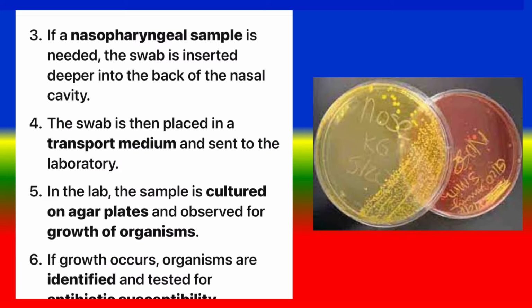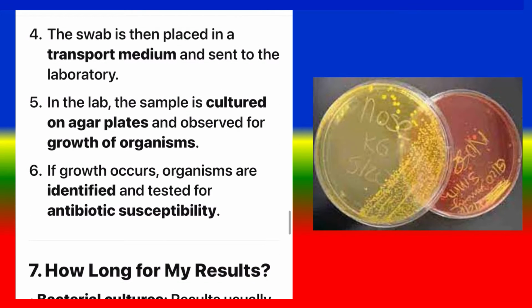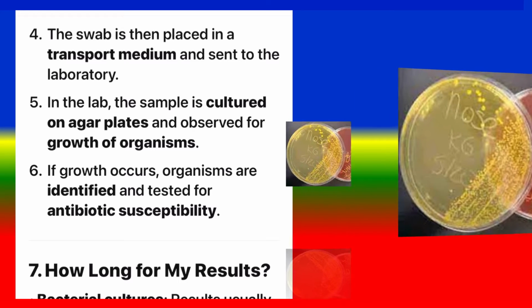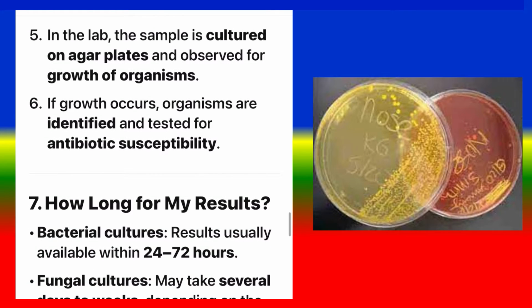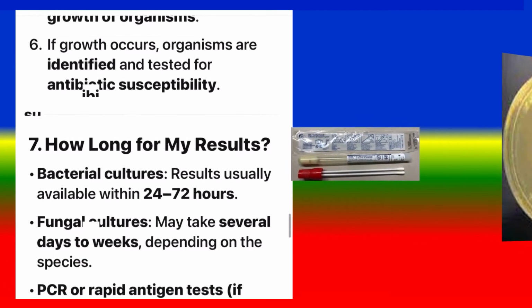4. The swab is then placed in a transport medium and sent to the laboratory. 5. In the lab, the sample is cultured on agar plates and observed for growth of organisms. 6. If growth occurs, organisms are identified and tested for antibiotic susceptibility.